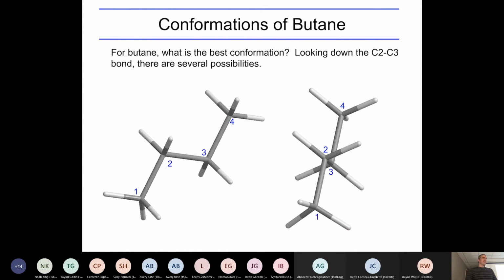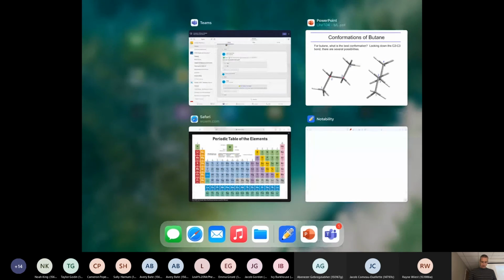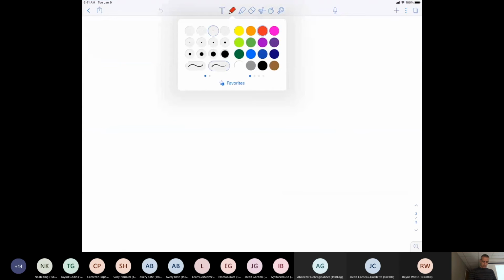Let's go bigger. Here's a molecule of butane. Butane has 4 carbons, and I've numbered them here, 1, 2, 3, 4. We're going to look down the 2-3 bond, carbon 2 and carbon 3. You see carbon 2 here and carbon 3. I'm going to rotate it around so it looks like this structure on the right, and then switch over to the drawing app to convert that into a Newman projection.